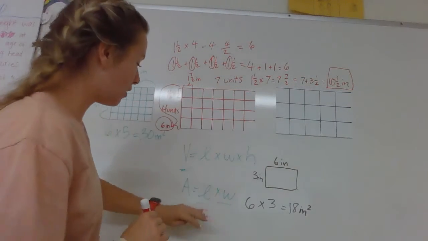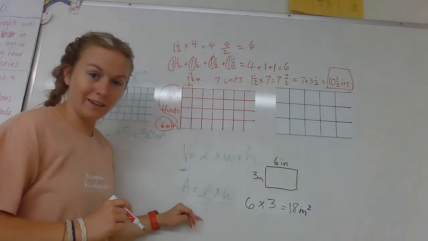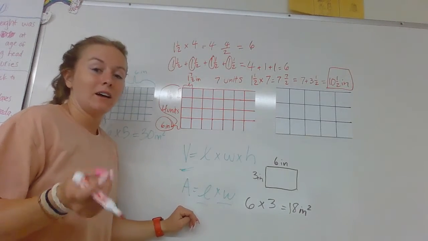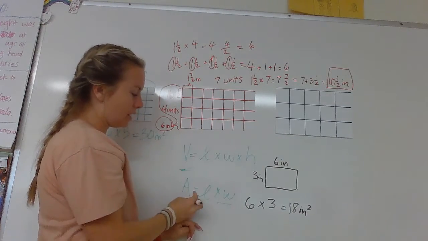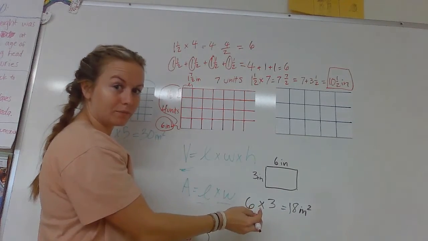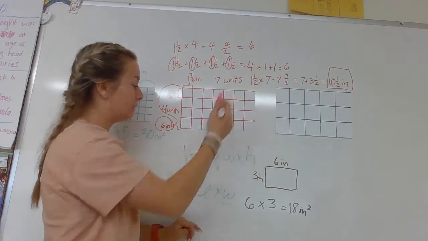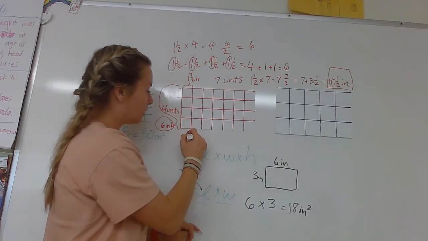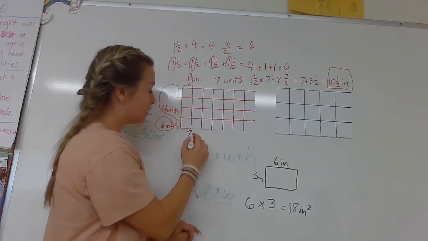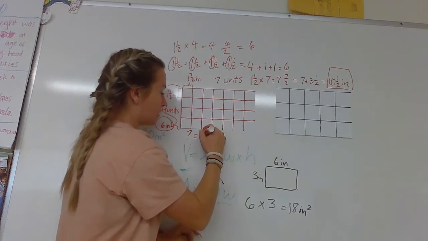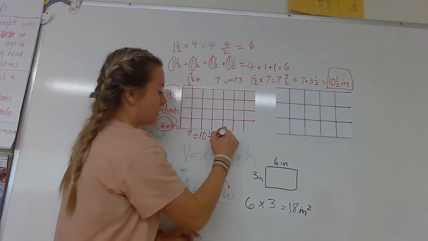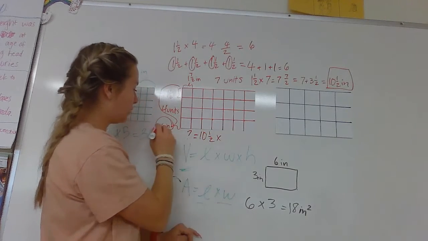So now we got to go back to our area equation to figure out our area of this rectangle. So area equals length times width. So I need area, question mark, because we don't know what the area is, equals length, 10.5 inches is our length, so 10.5 times the width, which is 6.